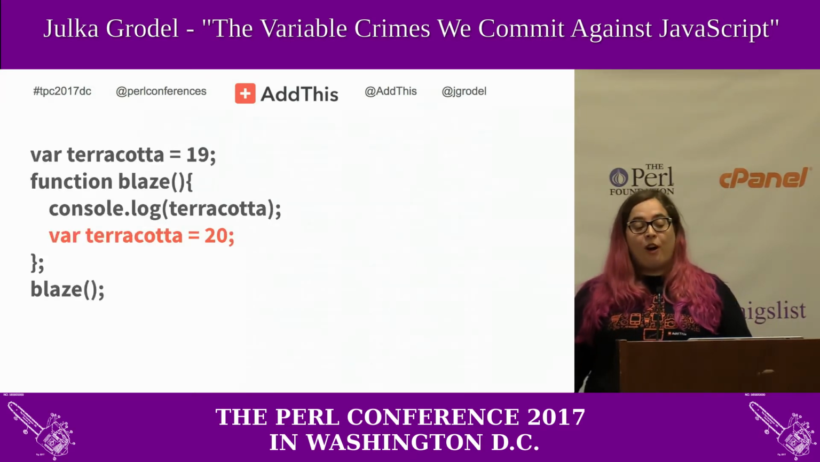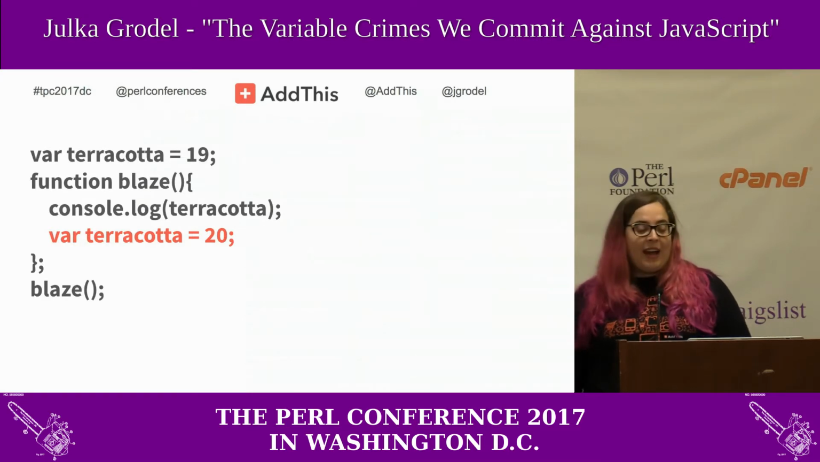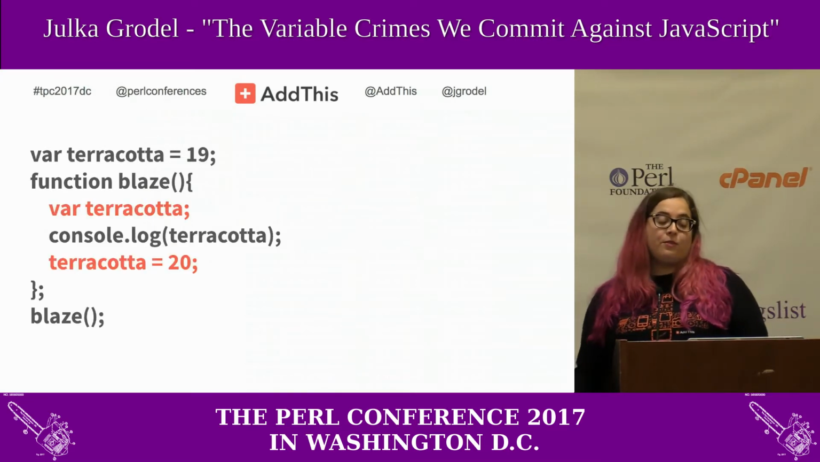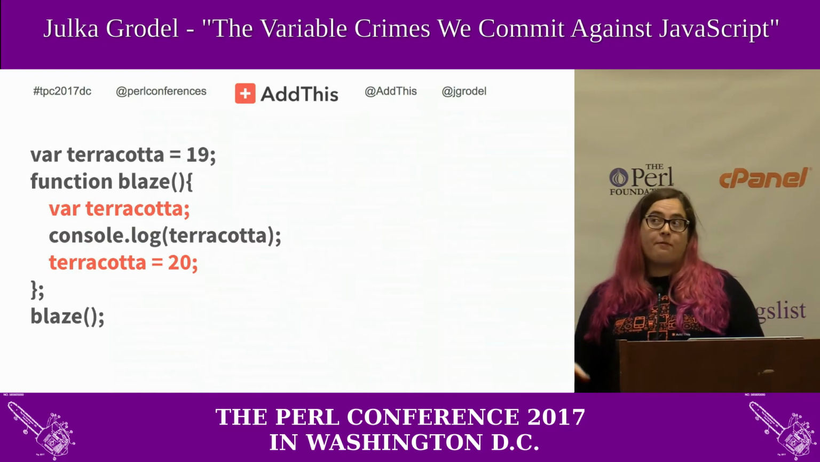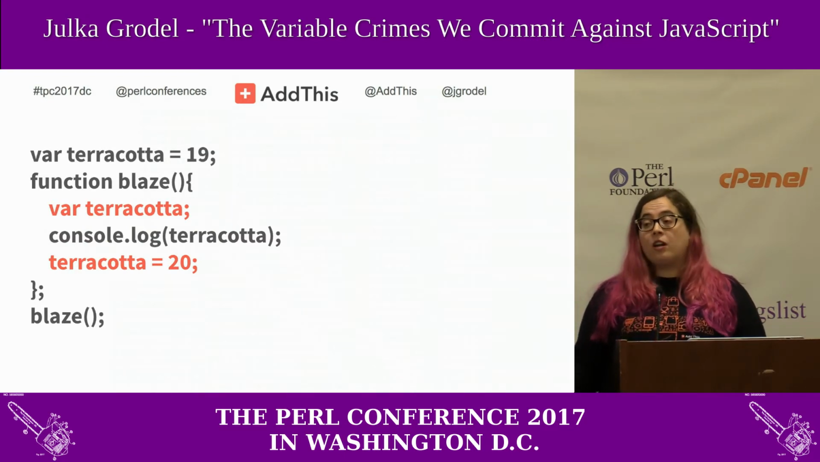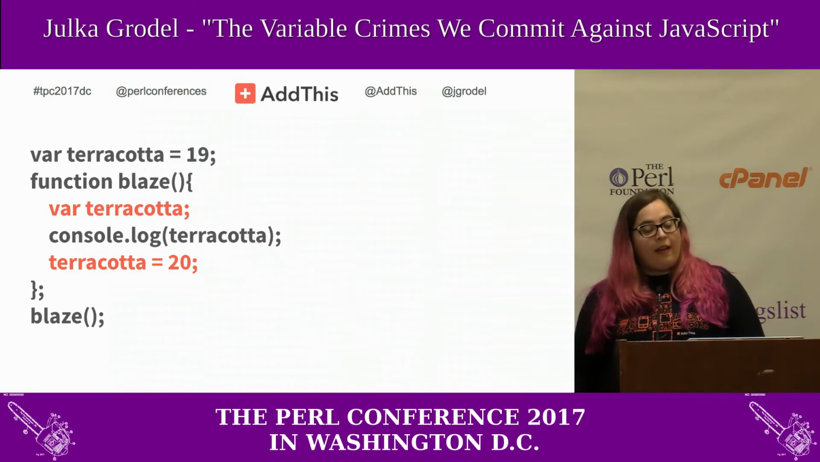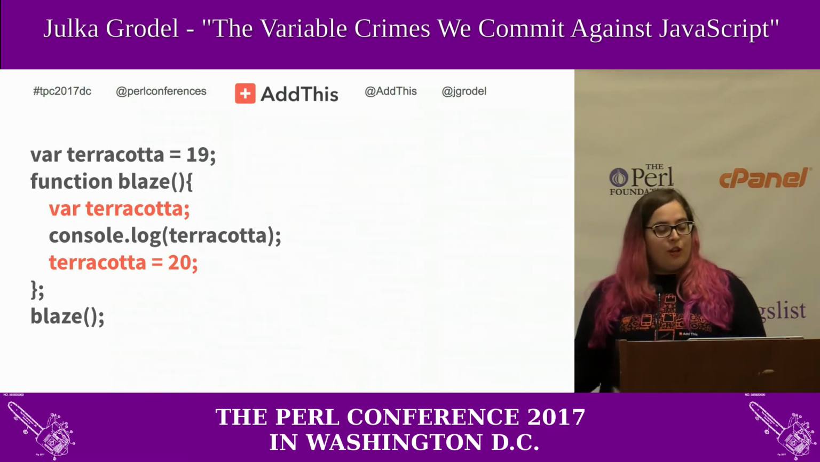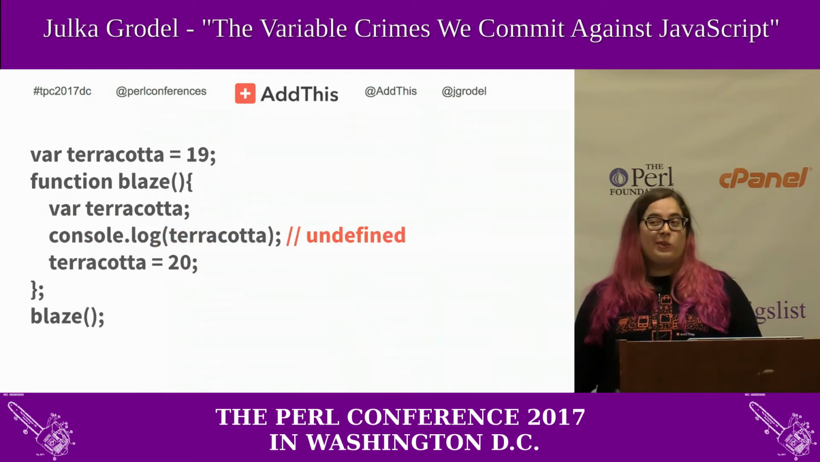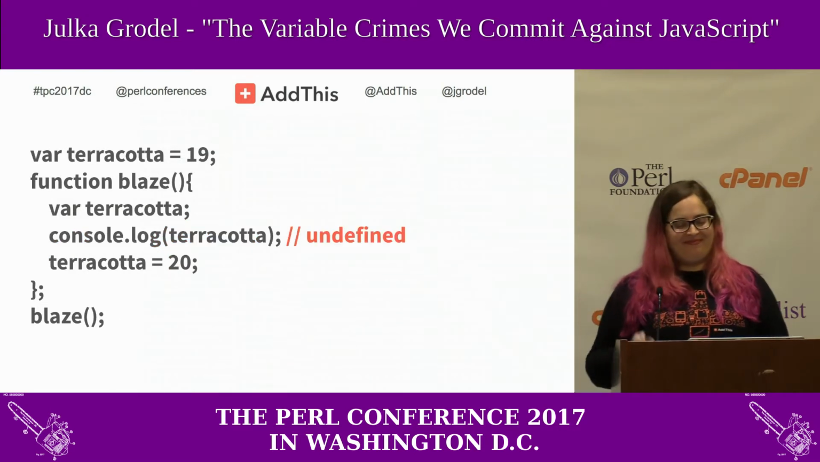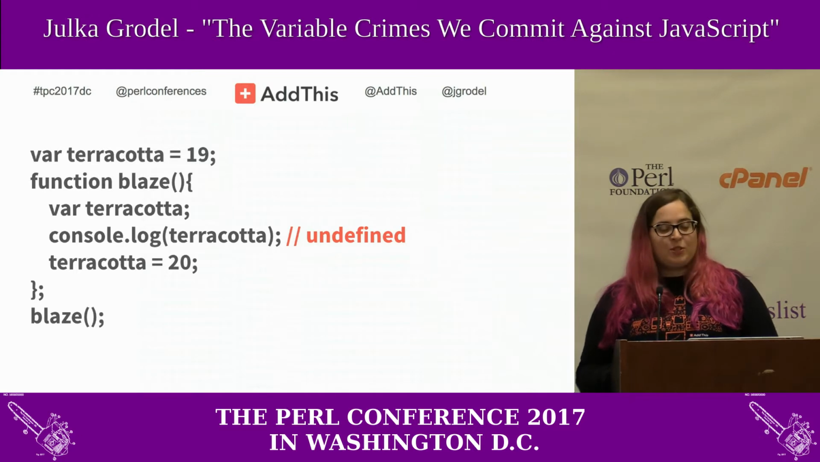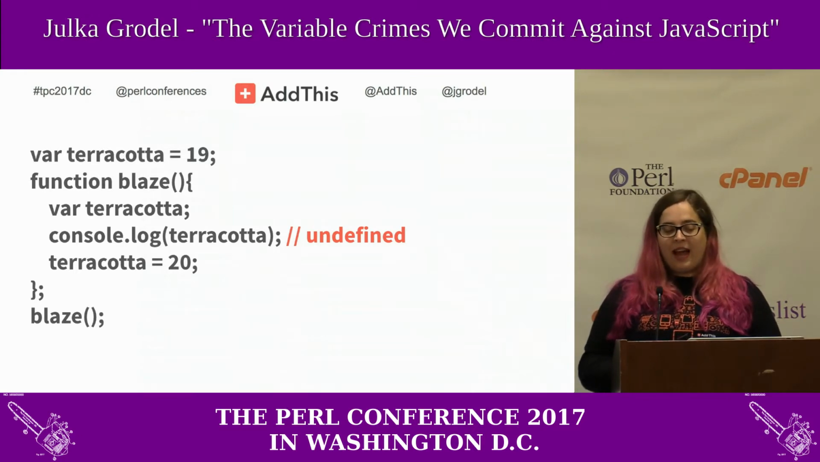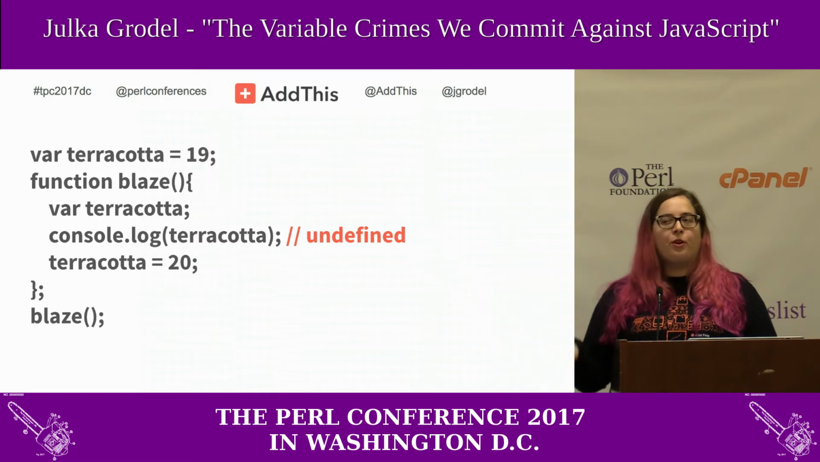So when I say var terracotta equals 20, what actually happens is var terracotta gets hoisted to the top of that function, and var terracotta will be undefined. And then wherever I actually set the value of terracotta, terracotta equals 20 will stay. So this is the way the code actually executes. And when we call console log terracotta here, we get an undefined. Which means that in this function, we don't get access to the parent's terracotta, even though we define our own terracotta later on in the code.